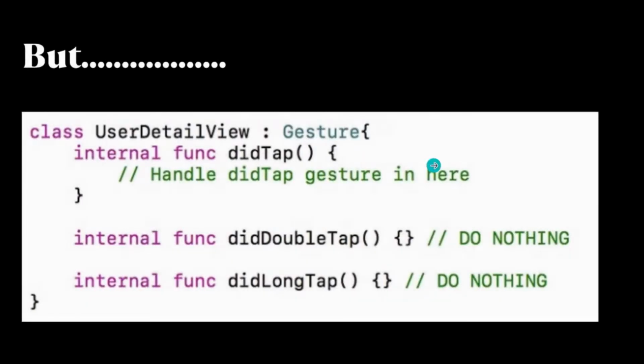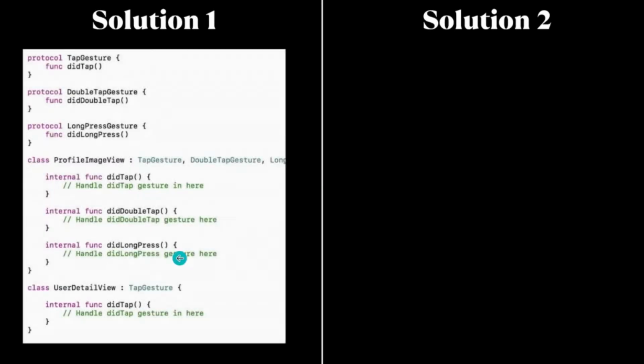However, not all the views in our app require all these gestures. Some of the views may only need the didTap gesture. In such a case, our UserDetailView class, which only requires didTap, might look like this. To tackle this issue, we have two solutions. First, we can employ smaller and more specific protocols instead of a single large one. The following code snippet demonstrates how we can segregate the gesture protocol into smaller, focused ones.